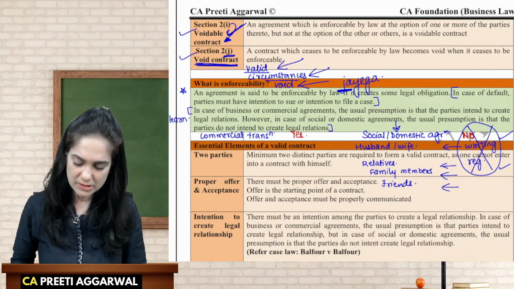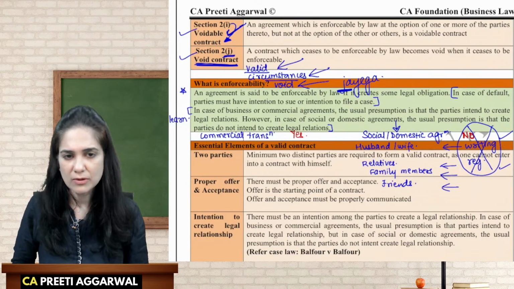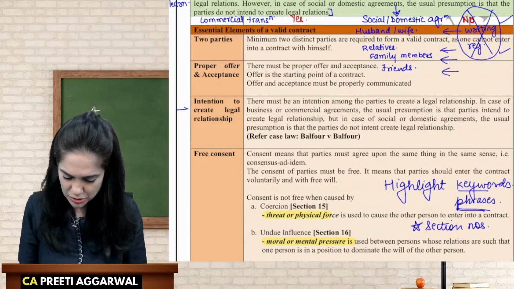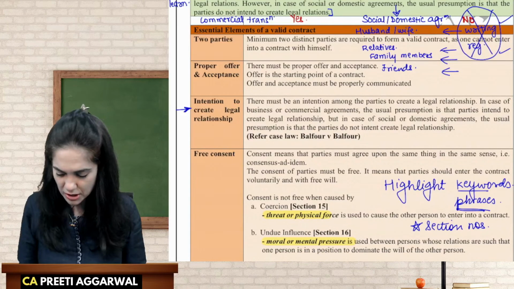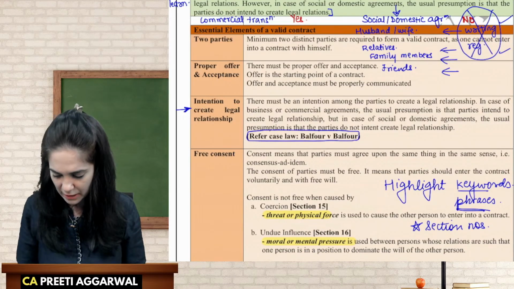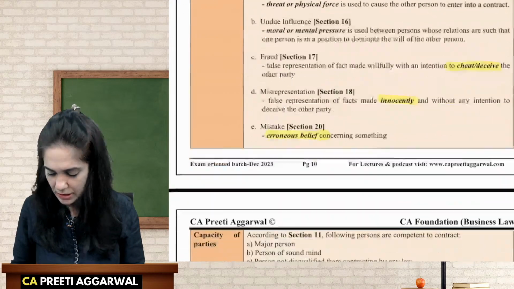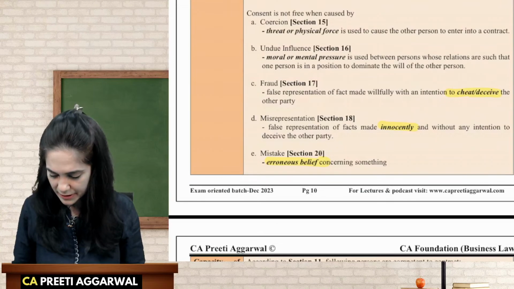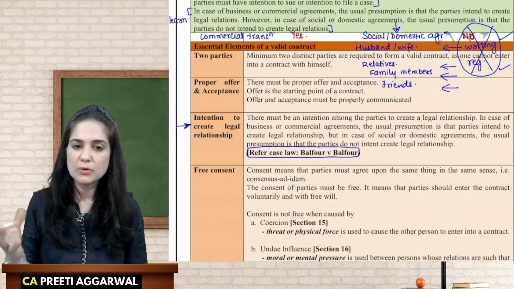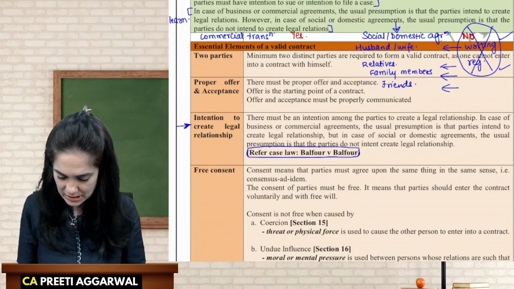From essential elements, first, let us highlight the essential elements which are important for exam and on which questions are generally asked. So you will be asked questions on intention to create legal relation. Yes, many questions are asked around Balfour versus Balfour. You are not expected to write the case law, but you will be expected to apply the case law in a question. So yes, this is important for exam.